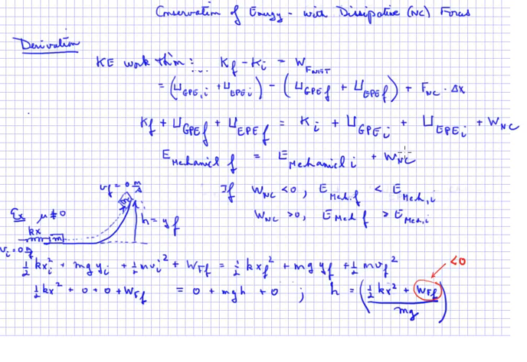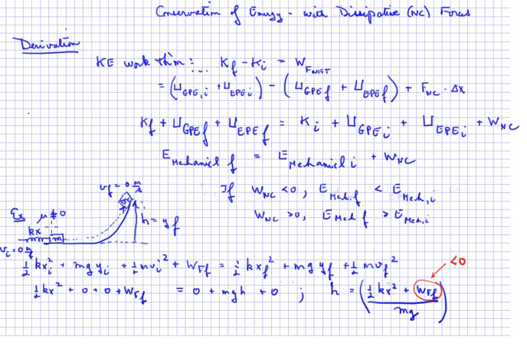And so if the work done by the non-conservative forces is less than 0, which is true, for example, if friction is present, then you can see that the final mechanical energy is going to be less than the initial mechanical energy. If, on the other hand, you have a situation where the work done by the non-conservative forces is bigger than 0, then the final mechanical energy will be larger than the initial mechanical energy.